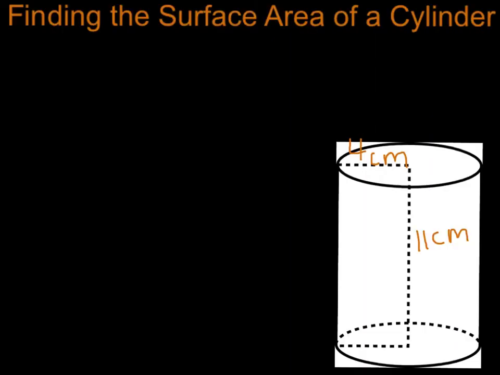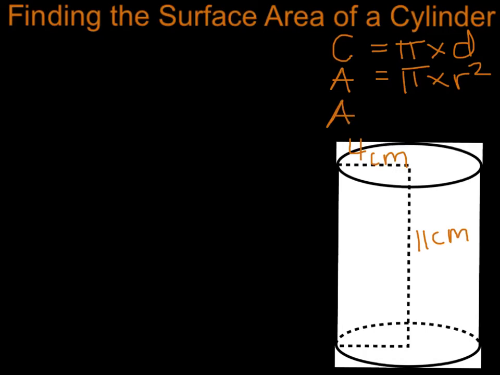Now let's talk about how to find the surface area of a cylinder. In order to do this, I will need a few different formulas to help me solve the problem. First, I will need to know how to find the circumference of a circle. As you remember, that formula is C equals pi times d. Next, I will need to know how to find the area of a circle. As you know, that formula is pi times r squared. Finally, I will need to know how to find the area of a rectangle. That formula is A equals length times width.